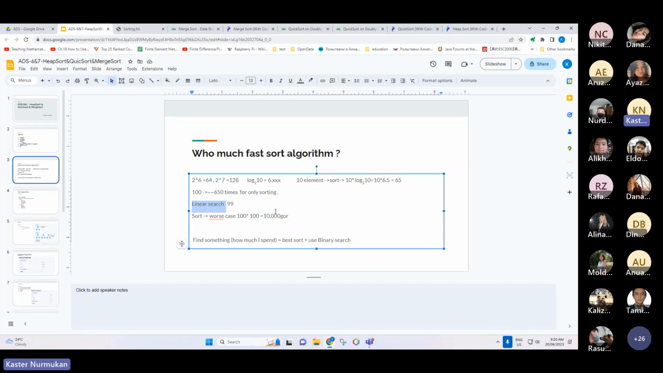So if I'm using 100 elements, I will only sort about 650 approximately. Okay, so I'm using 650 times only for sorting. After that, I'm going to do log of 100, right? What's log of 100?